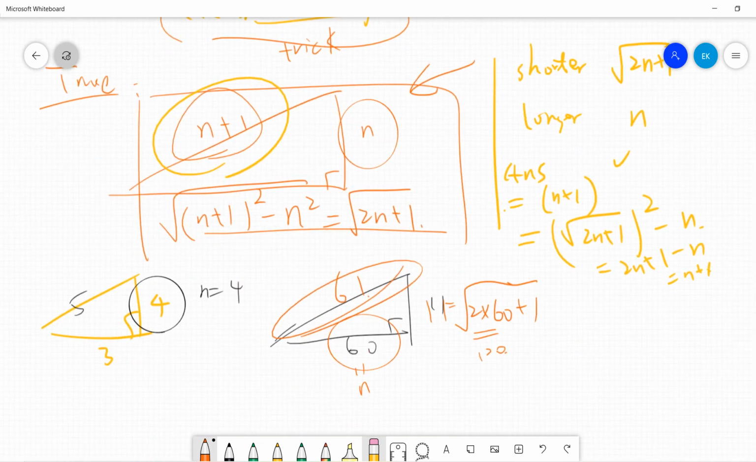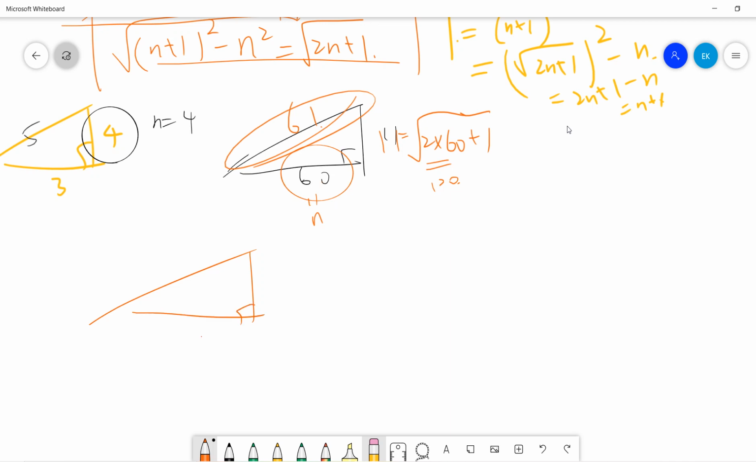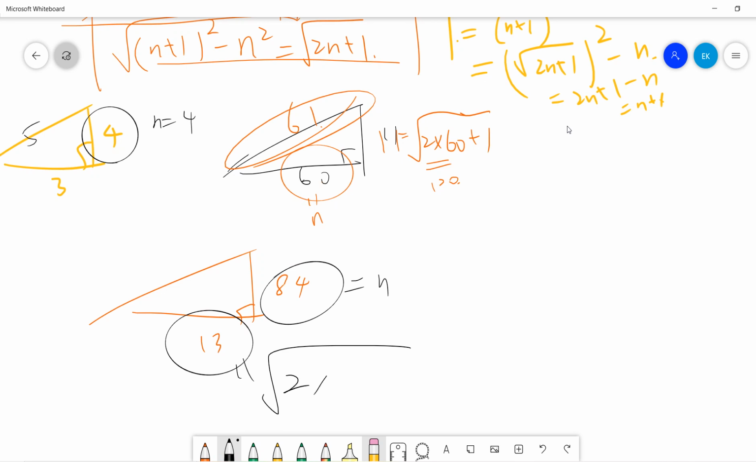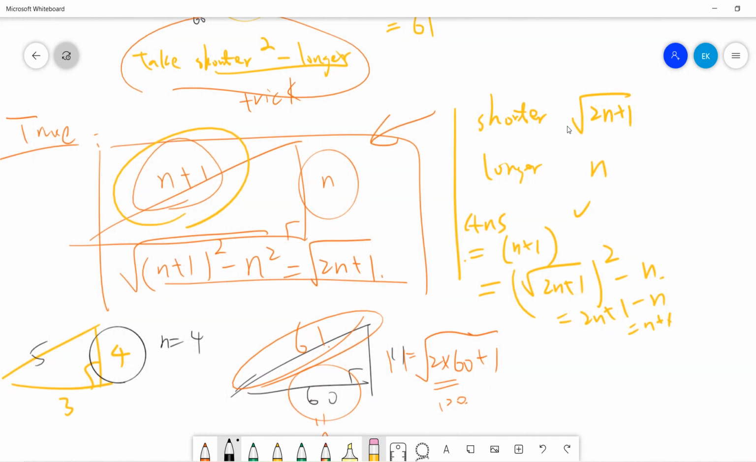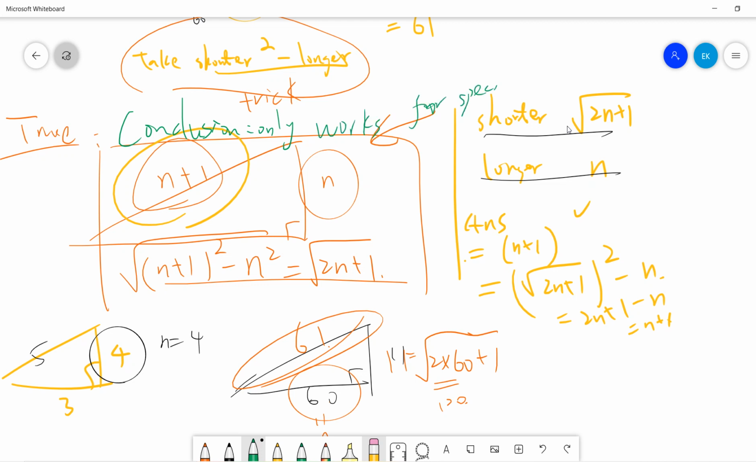So let's see 13 and 84. It's easy to check that 84 is n, and that 13 is the square root of 2 times 84, which is 168, plus 1, which is 169. The square root of 169 is 13. So n plus 1 will be 85. So this is why the author claims this amazing strange trick works: it only works for specific models. So, conclusion: it only works for specific ones.